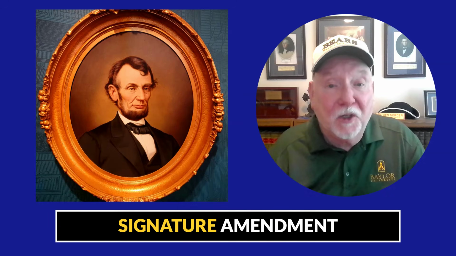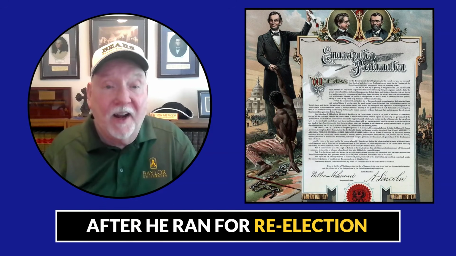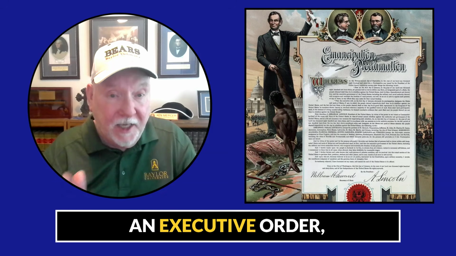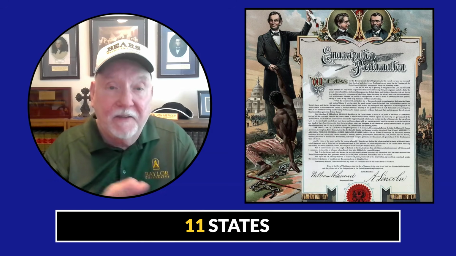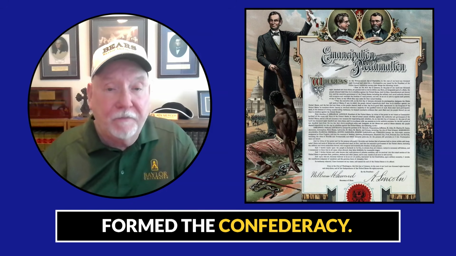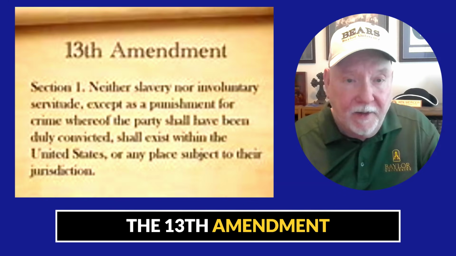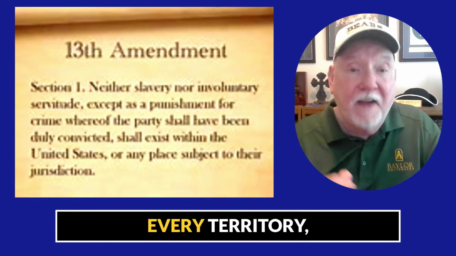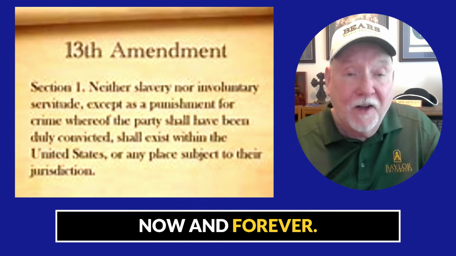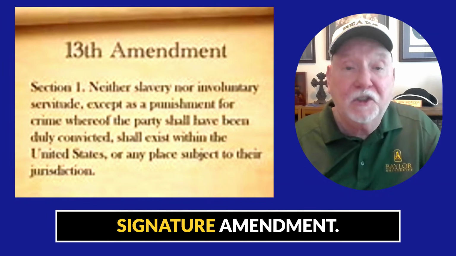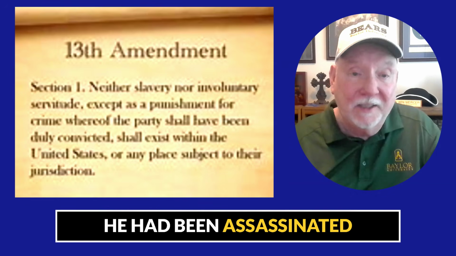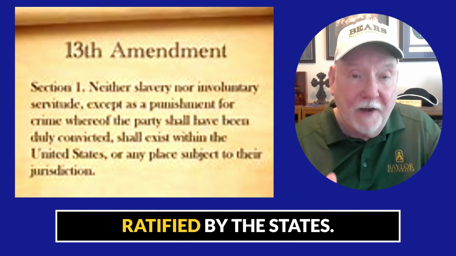This is the signature amendment of what president? Abraham Lincoln. Actually, he ran for re-election in 1864. He already had the proclamation, an executive order, but that was only for the 11 states who left the Union and formed the Confederacy. The 13th Amendment abolished slavery, involuntary servitude for every state, every territory, now and forever. Again, Abraham Lincoln's signature amendment. He was alive when it passed the House and Senate. He had been assassinated before it was ratified by the states.